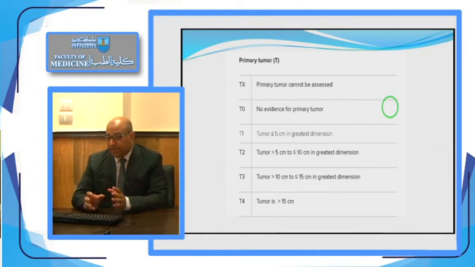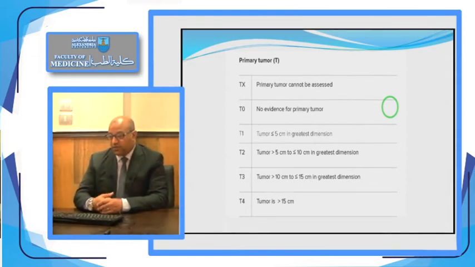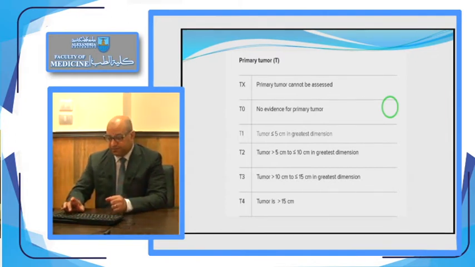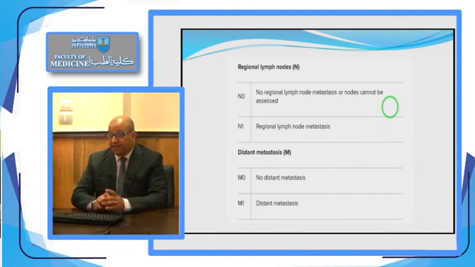This is a TNM, as any TNM staging, but TX means that the primary tumor cannot be assessed. T0, no evidence of a primary tumor. T1, tumor is less than 5 centimeters in greatest dimension. T2, tumor more than 5 but less than or equal to 10 centimeters in greatest dimension. T3, tumor more than 10 but equal to or less than 15 centimeters in greatest dimension. And T4 if the tumor is more than 15 centimeters. Lymph nodes N0 or N1, either absence or presence of lymph node involvement. Distant metastasis M0 or M1, the absence or presence of distant metastasis.